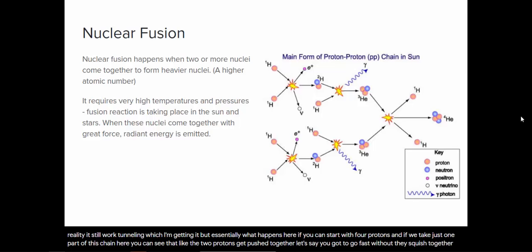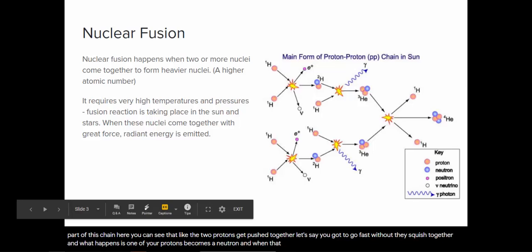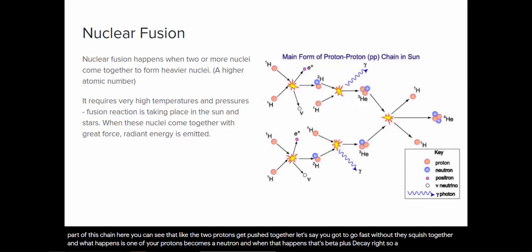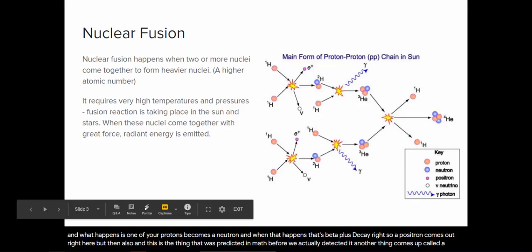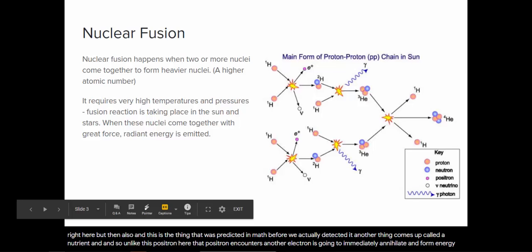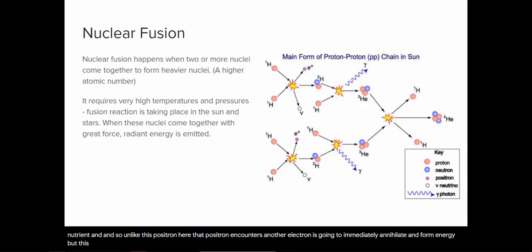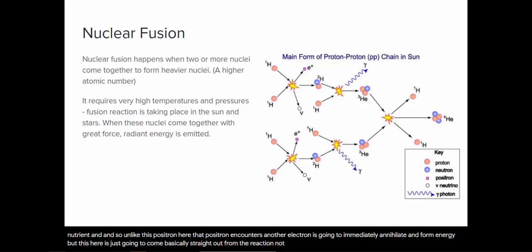They squish together, and what happens is one of your protons becomes a neutron, and when that happens, that's beta plus decay, right? So a positron comes out right here, but then also, and this is the thing that was predicted in math before we actually detected it, another thing comes out called a neutrino, right? And so, unlike this positron here, if that positron encounters another electron, it's going to immediately annihilate and form energy. But this neutrino here is just going to come basically straight out from the reaction and not interact with anything else.